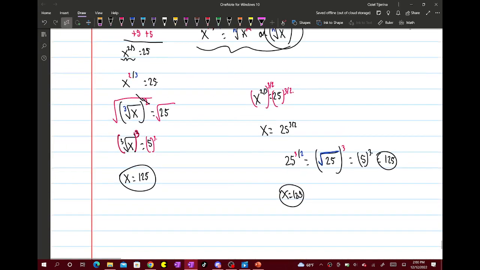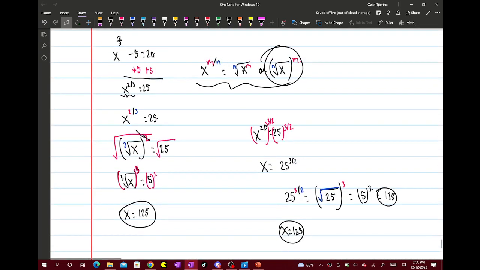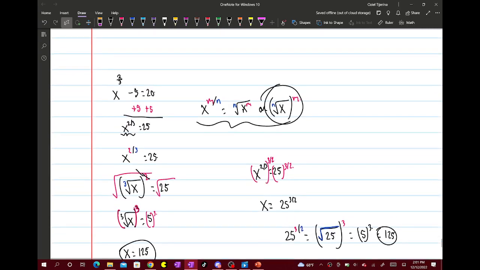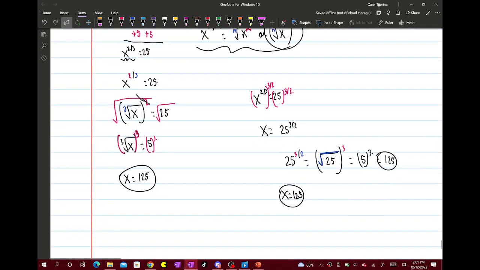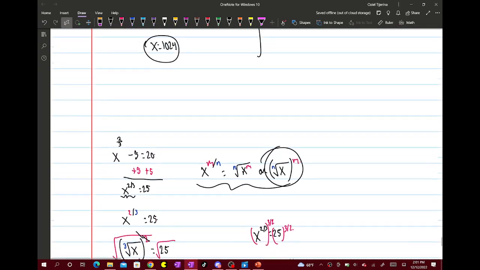So like I said, I'm doing it both ways because those are the two different ways in which you can do it. Whichever one you find easier is up to you. You can do whichever method, but I'm doing it both ways to show you guys the possible ways.